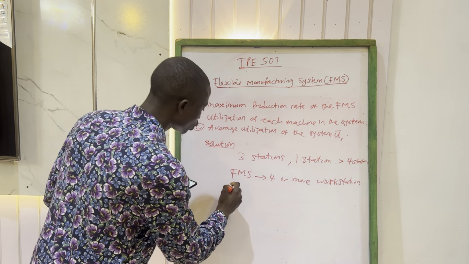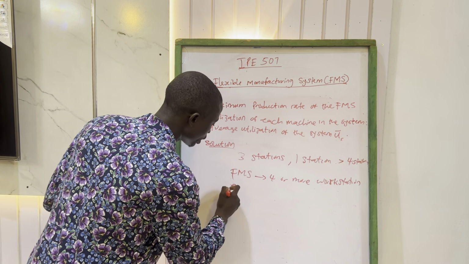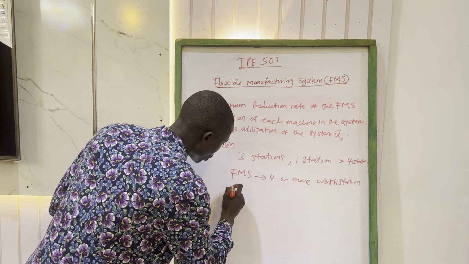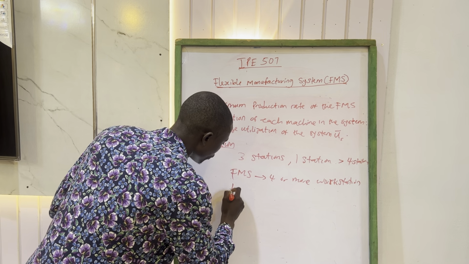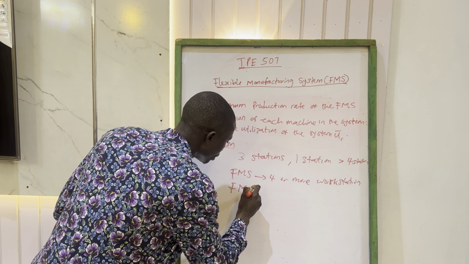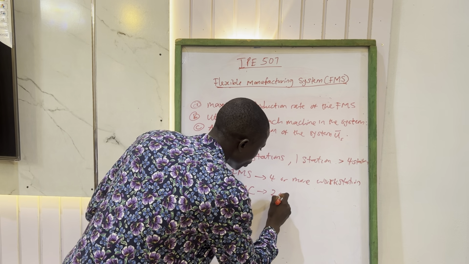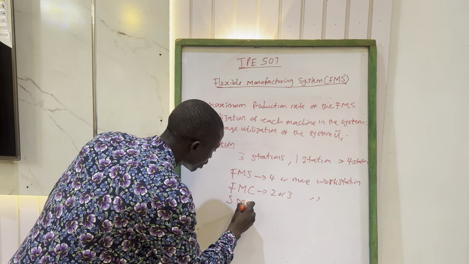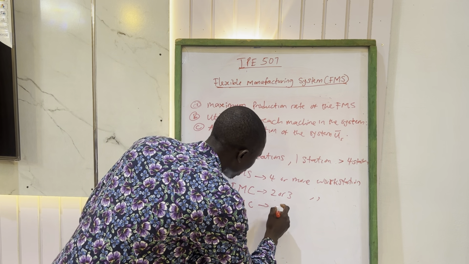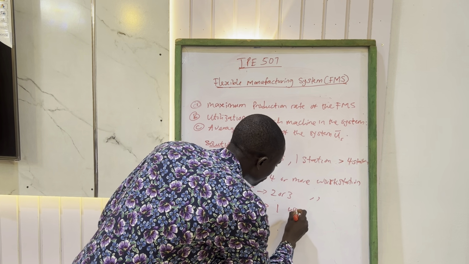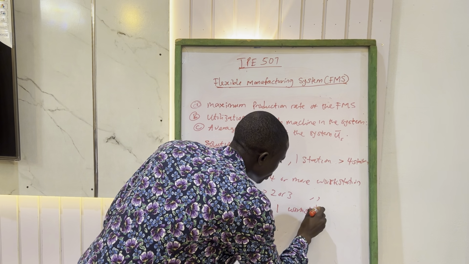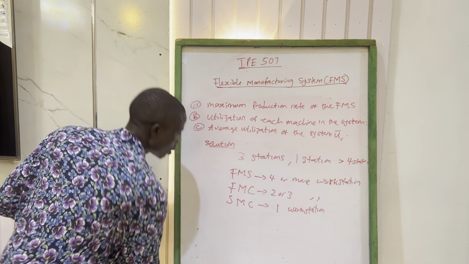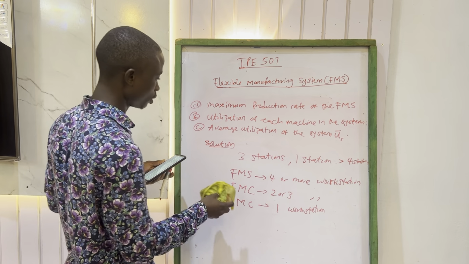But when we have 2 or 3 workstations, we call it a flexible manufacturing cell. And we also have the single manufacturing cell, which is when we have just one workstation. And we know what workstation means, right? Now that's that about that. Let's quickly solve the question.